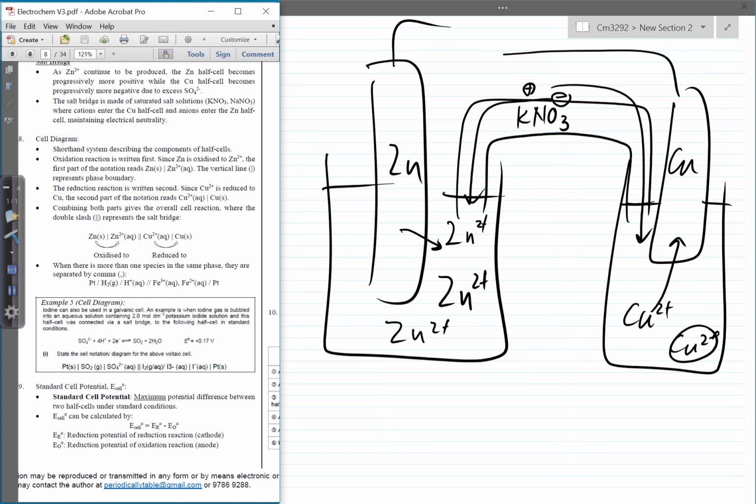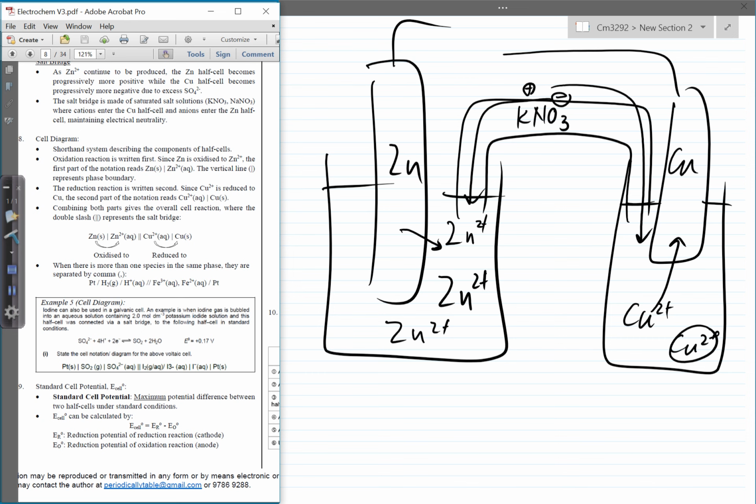So next, the cell diagram is just a shorthand system. Sometimes it can be confusing, right? Oxidation is written first and reduction is written second. If you look at that example, it will be more clear. If you have a zinc electrode being oxidized to Zn2+, you just have to put a phase boundary, right? That's the phase boundary. Afterwards, it's separated by a salt bridge, double slash, and the other side will be Cu2+ being reduced to Cu, right? Of course, most schools will give this example because it's so easy, right?